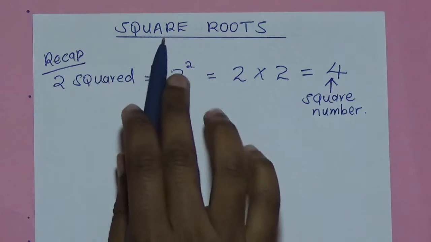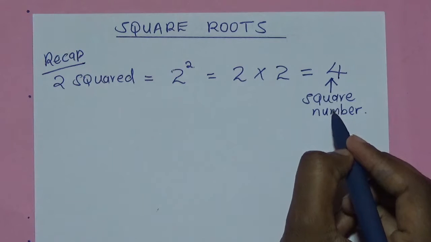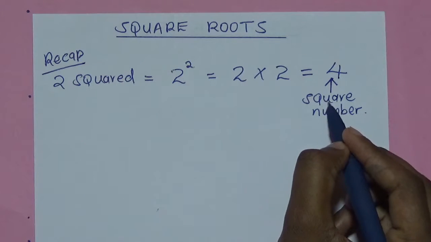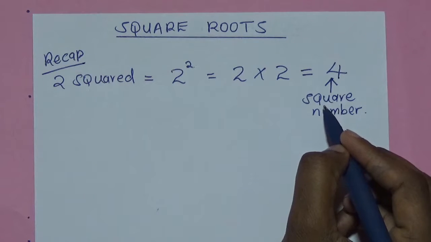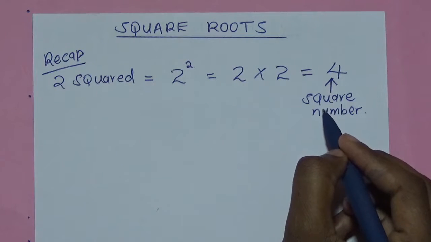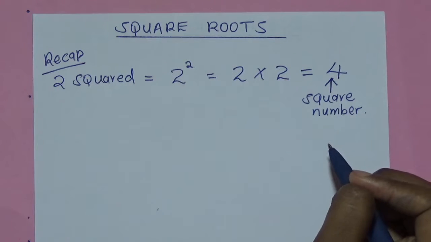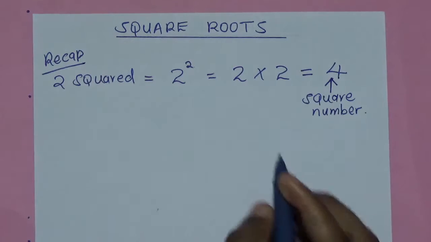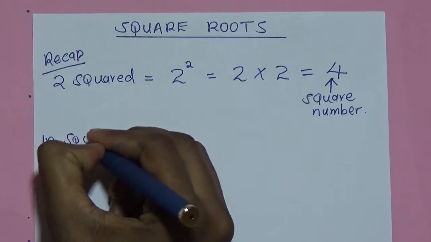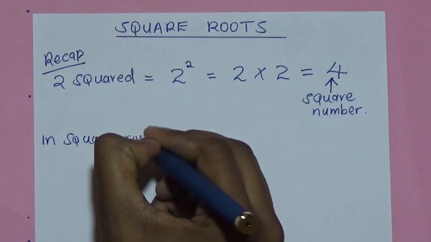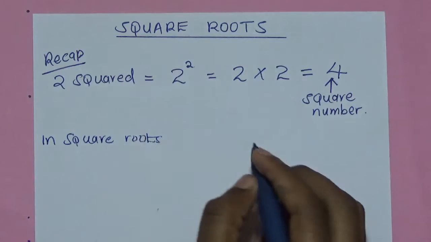Now, in square roots, you start on this side. What I mean is you are given a square number and you are supposed to find the number which was multiplied by itself to give the square number. So let us write down. In square roots, you are given the square number. That is the first point.